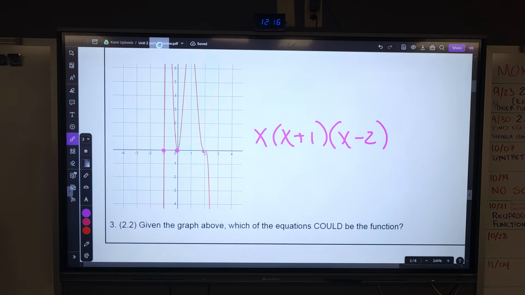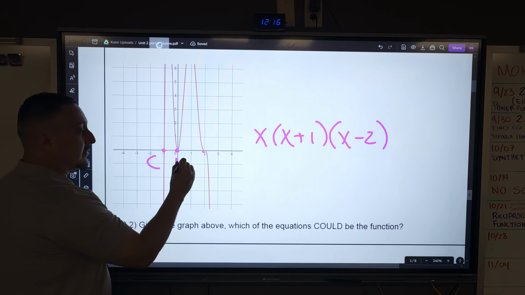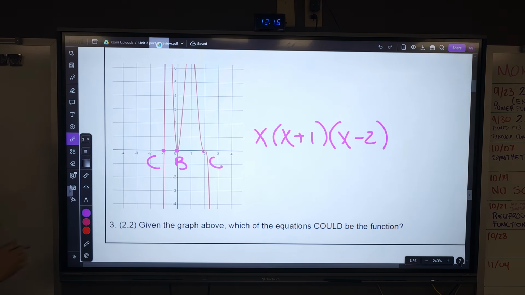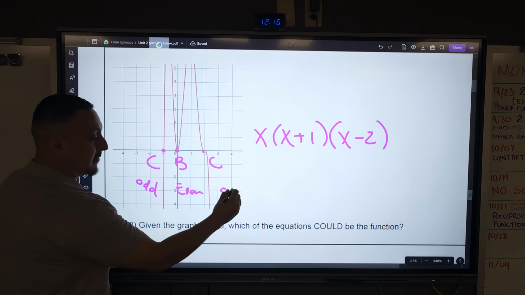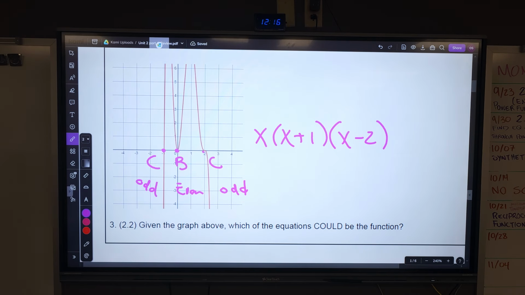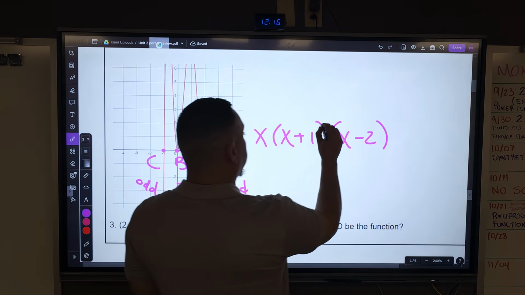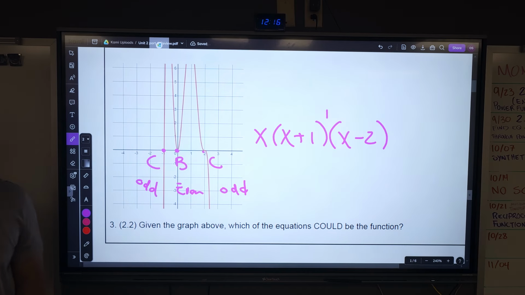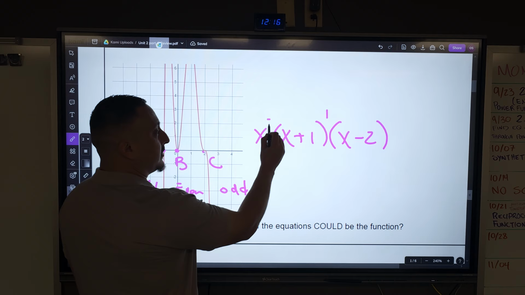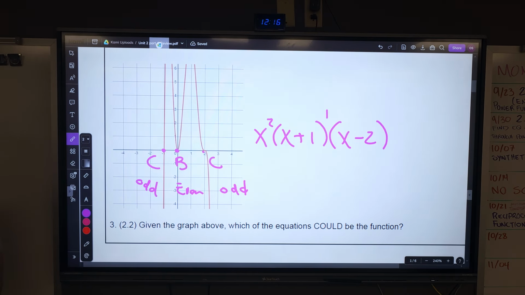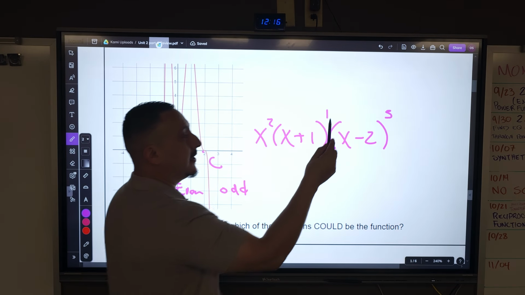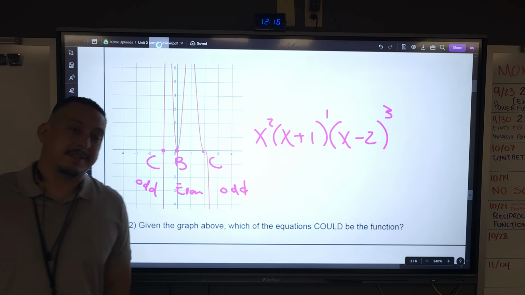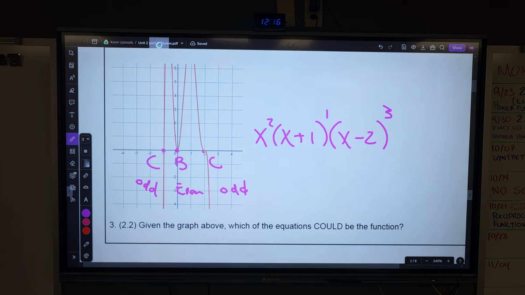And then you figure out the multiplicities. Cut, bounce, cut. So this is going to be an odd number, even number, odd number power, right? So the 1 would be odd, so you could put a 1, or a 3, or a 5, or a 7, any odd number. The 0 is the even, so you can put a 2, or a 4, or a 6, or 8, any even number. And then the 2 is the odd, so you can put 1, 3, 5, 7, any odd number. That's why you could have a bunch of different combinations.